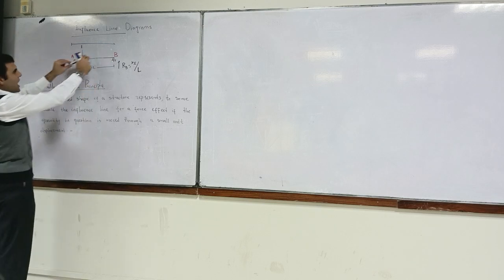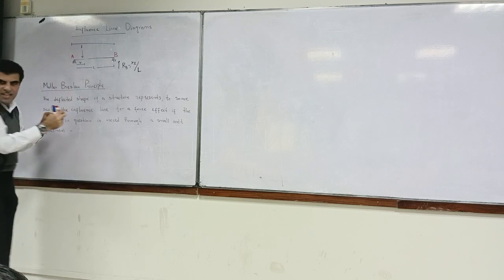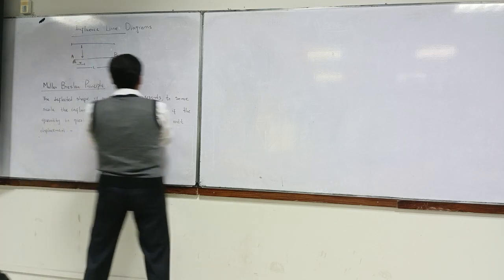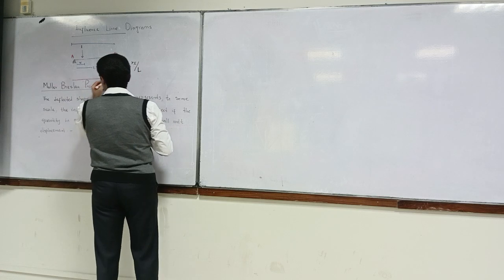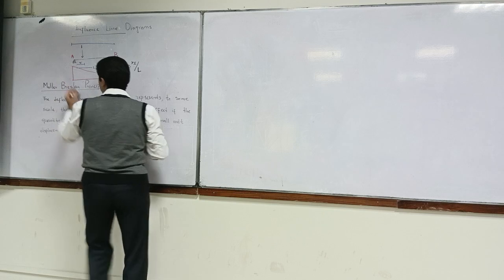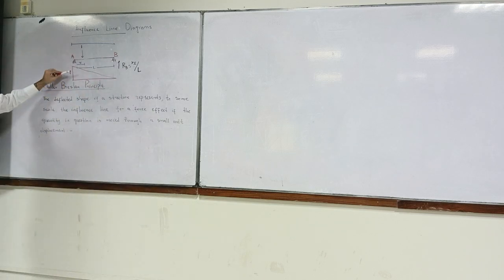I won't allow it to come down. I'll try to move it opposite to the direction in which it is coming down. So, in other words, I move it in this direction by a unit displacement 1, and this deflected profile is actually my influence line.